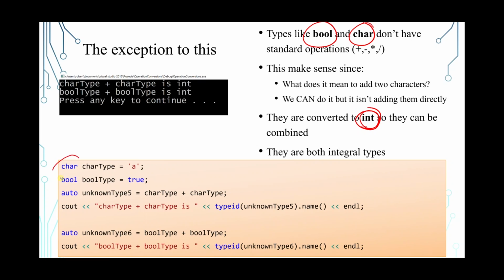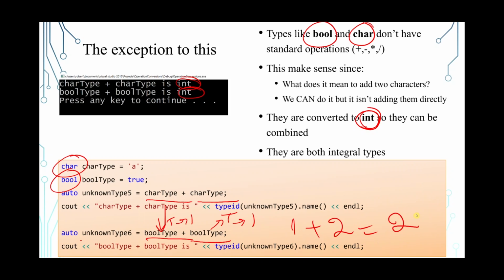So if you do character plus character, the type is int. Boolean and boolean, the type is int. Because let's say this boolean is true, which is basically represented by 1. This one is also true, which is represented by 1. 1 plus 1 equals 2. Now 2 to the compiler is an integer. This is why you get int in the output when you do typeid name.